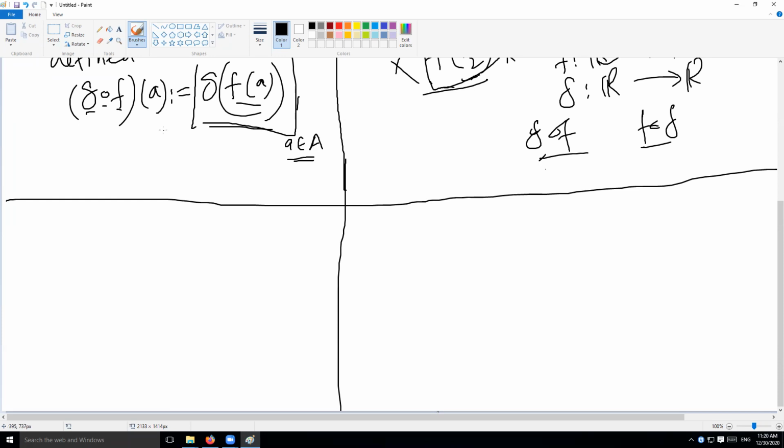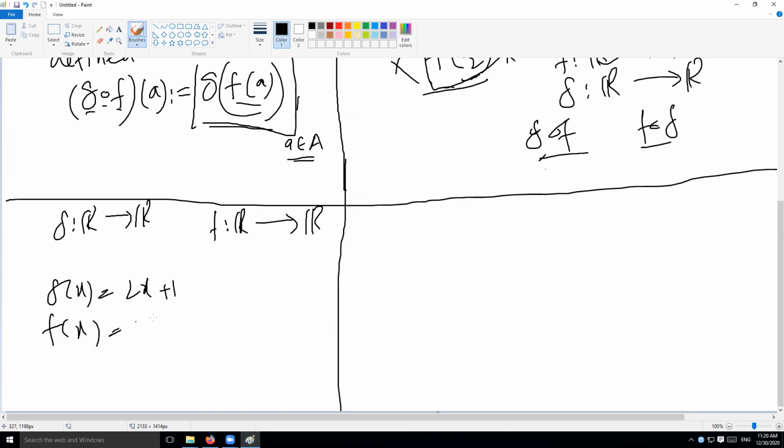So you know that if g is a function from R to R, and f is also a function from R to R, say g has a definition, g of x equal to 2x plus 1, and f of x equal to 1 over x square plus 2, then what would be g composition f operated onto x?